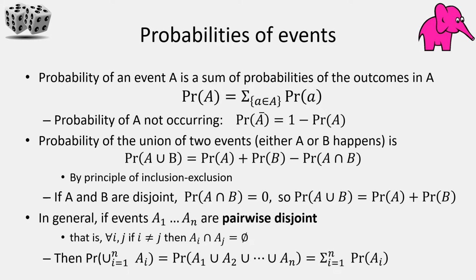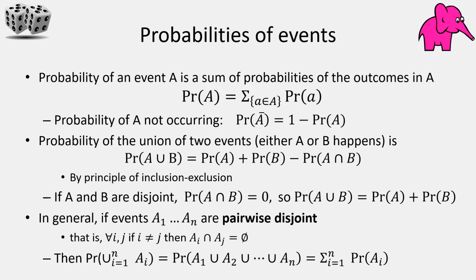And this definition can let us do other things. For example, the probability of event A or event B happening is the probability of A plus the probability of B minus the probability of both of them happening, because we counted it twice. You've seen it before when we did set theory and when we did inclusion-exclusion.